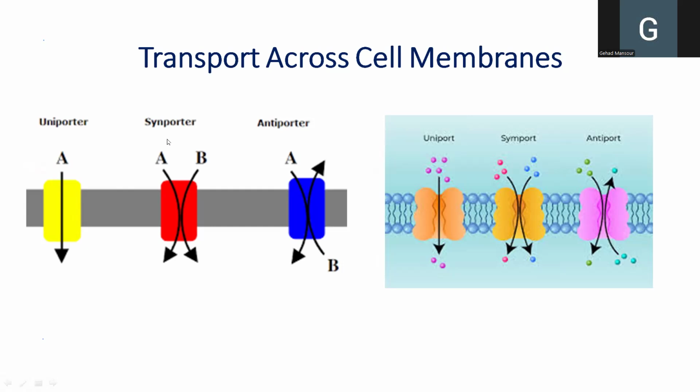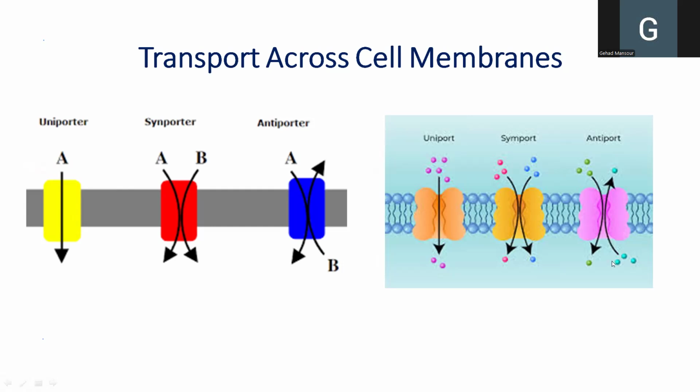We also have another group of transporters, which are the symporters, and the prefix sym, this should be an M, symporter, means at the same time. So we have two substances that are carried across the transporter at the same time, and as you see in the diagram, in the same direction. In the antiporter, we have two substances, A and B, that are transported at the same time, but in opposite directions. That's why here the prefix anti means in opposite directions.